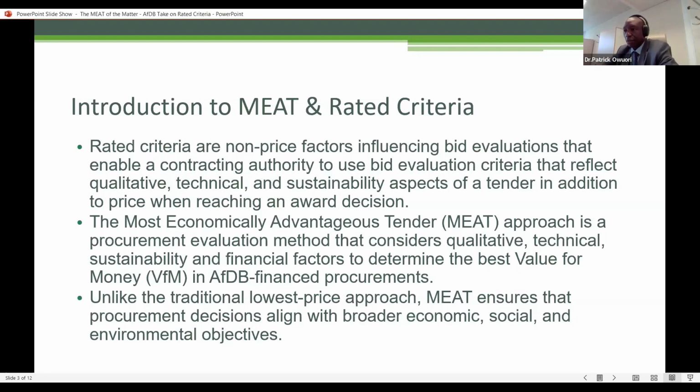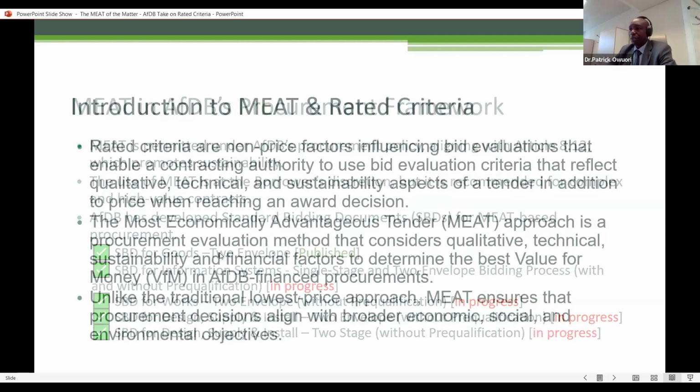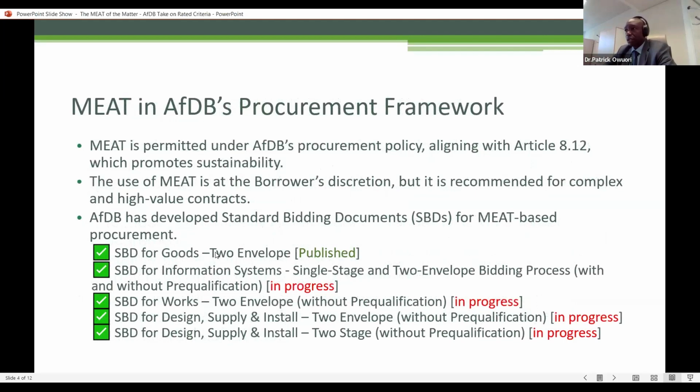Recently, we just started discussions on how to deepen the sustainability, talking about the circular economy and how to align procurement in areas of circular economy. So the rated criteria will come in useful when trying to evaluate bids using this approach. So AFDB's policy recommends use of rated criteria, basically as a means of promoting sustainability. And if you look at our guidance note on rated criteria, it is actually part of our guidance note on sustainability. We are yet to separate it because our policy put it under the bracket of sustainability.